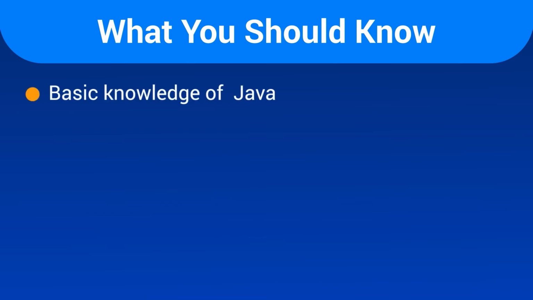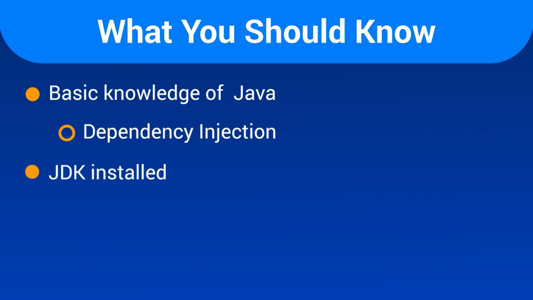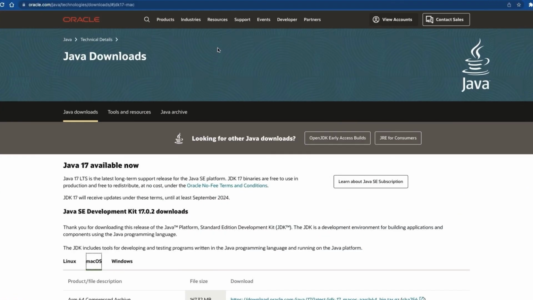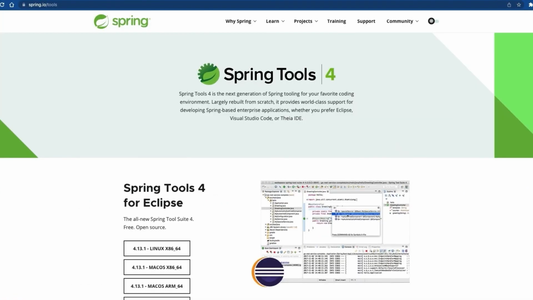Now, before we get started with this course, there are a few things that you need to know. The first is a basic understanding of the Java programming language. And specifically for this course, you'll want to have a decent understanding of what dependency injection is. Now, because we're going to be using Java, you'll also need to have the JDK installed, in addition to the IDE that we're going to be using, which is Spring Tool Suite. The JDK that you need to install can be downloaded from here, and Spring Tool Suite can be downloaded from here.